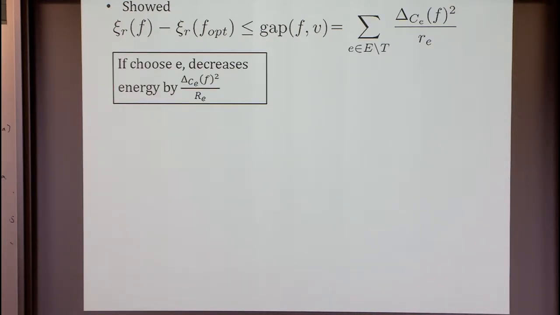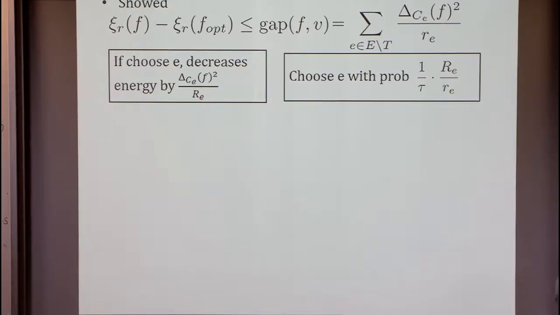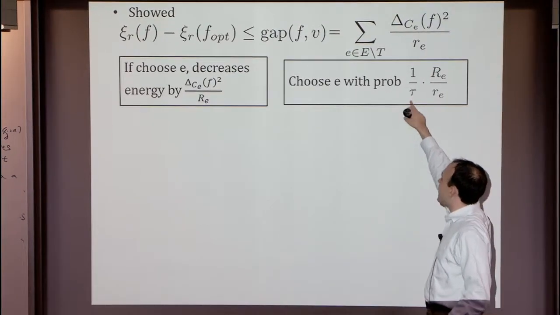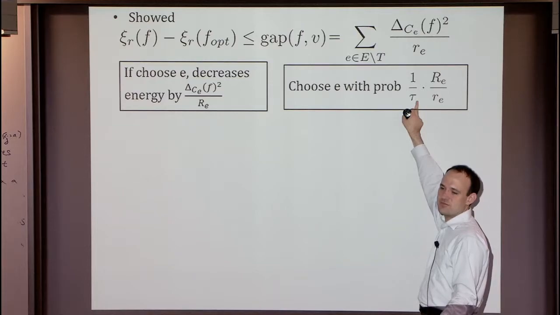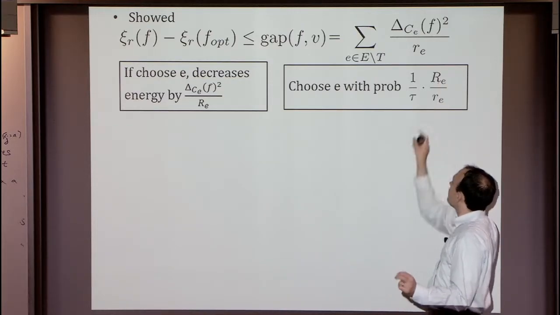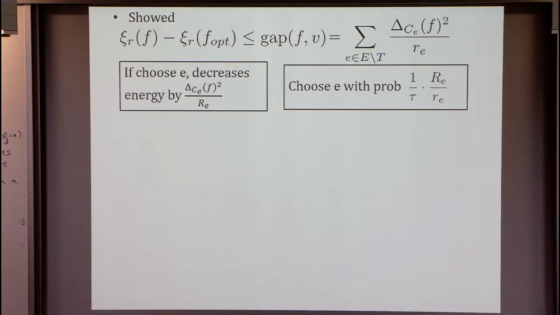So if we choose an edge E, that's the decrease in the energy, we compute it. And what we're going to do is we're going to choose edge with probability 1 over tau. That was the total I defined before. This is to make the probabilities add up to 1. And then the ratio of RE to lowercase re, the total cycle resistance to the edge resistance. So the stretch of the edge plus 1.